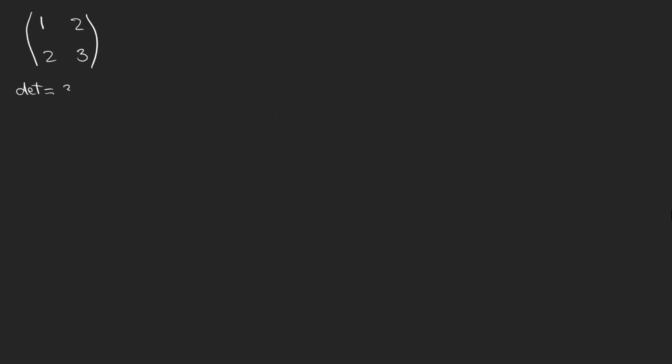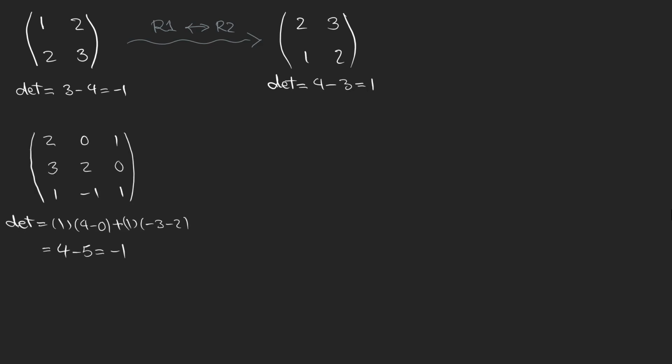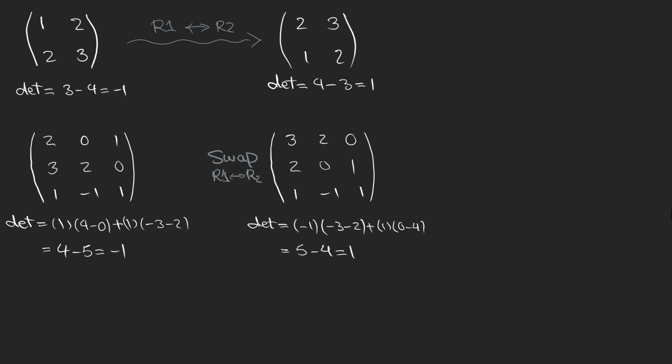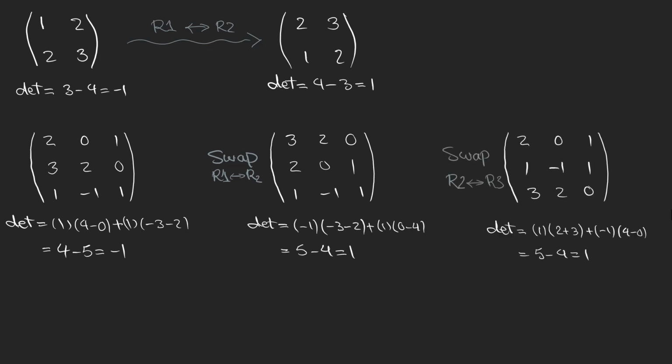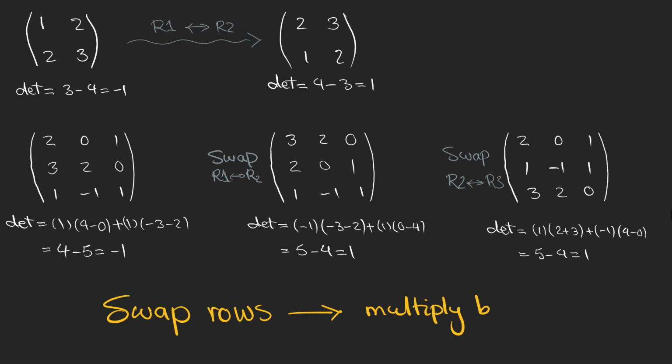The determinant is -1. If we change the first and second row, we get this matrix. The determinant becomes 1. Now, take this matrix with determinant -1. If we swap the first and the second row, the determinant becomes 1. If we swap the second and the third rows of the original matrix, again the determinant yields 1. It seems that swapping rows changes the sign of the determinant, as if we are multiplying it by -1.